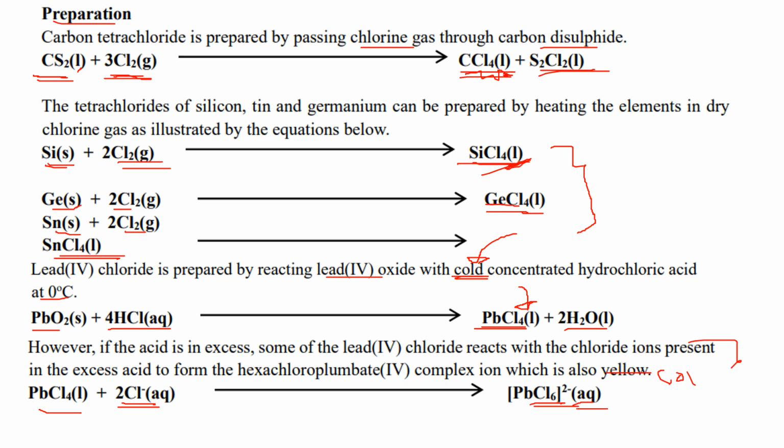So that's it about the reaction of lead chloride with cold concentrated hydrochloric acid in excess. First of all, if the acid is present in limited amounts, we form lead chloride. If the acid is added in excess, extra chloride ions react with the compound you have formed to form the hexachloroplumbate(IV) complex.